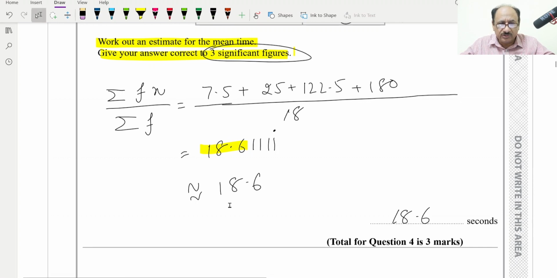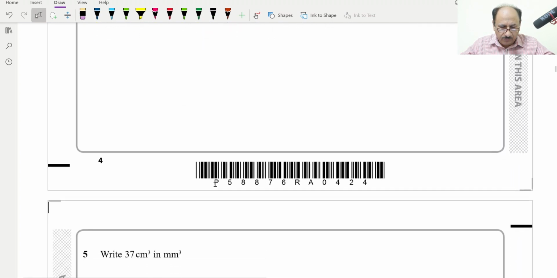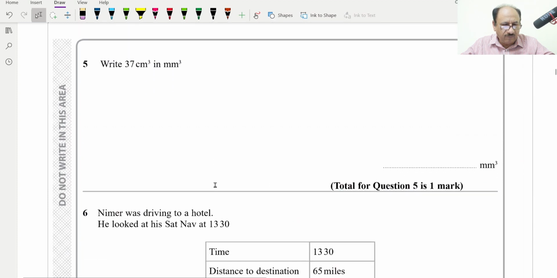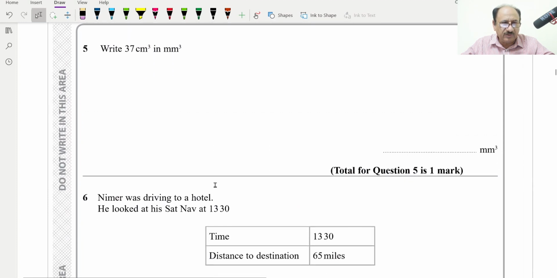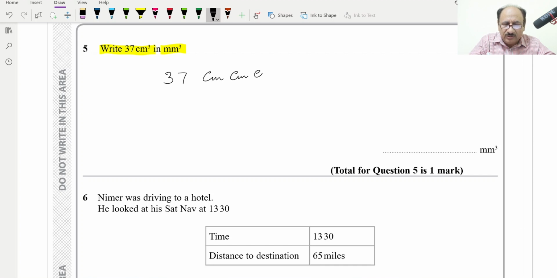Hopefully you understood this question as well. Now we can move to question number 5. Write 37 centimeter cube into millimeter cube. So what we will do, we will write 37 and centimeter cube, I'm writing centimeter into centimeter into centimeter. So centimeter cube I have written in this format.